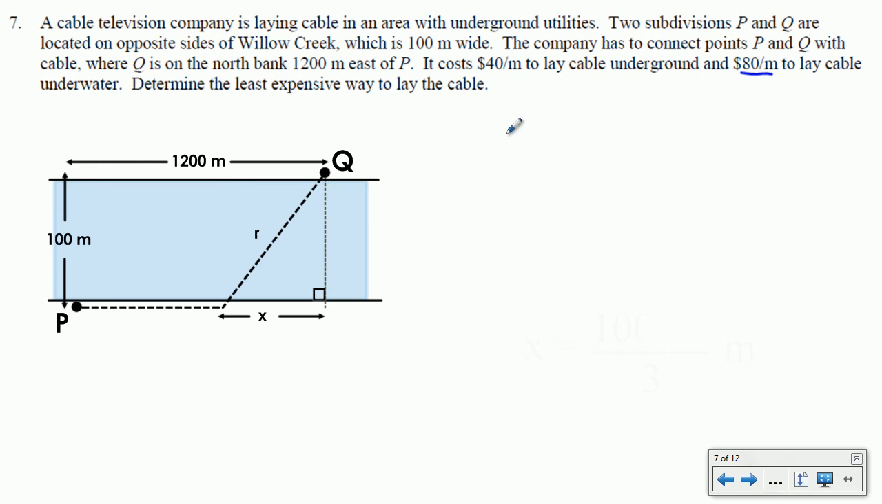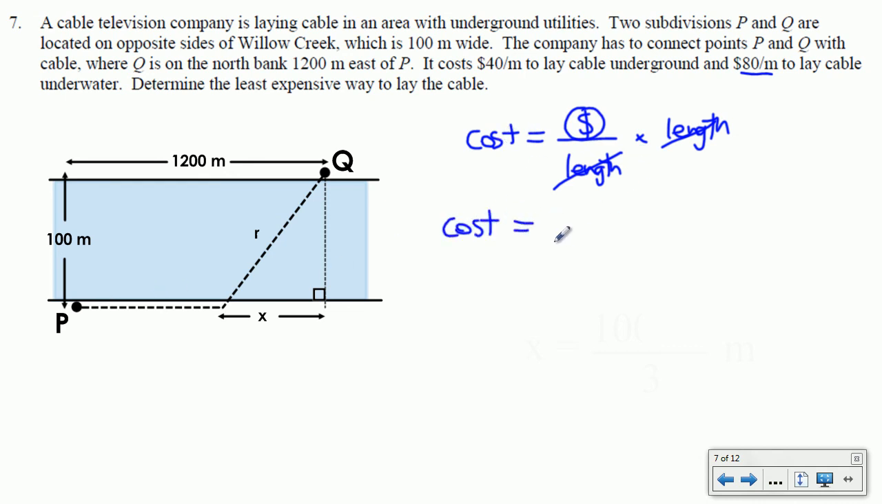So a good way to start this question is again by unit analysis. So I would define cost like this. So dollars per length times length. And then when you multiply this through, length divided by length disappears and you're just left with a number in dollars. So you're going to have to add the cost required to go underground and the cost to go underwater.